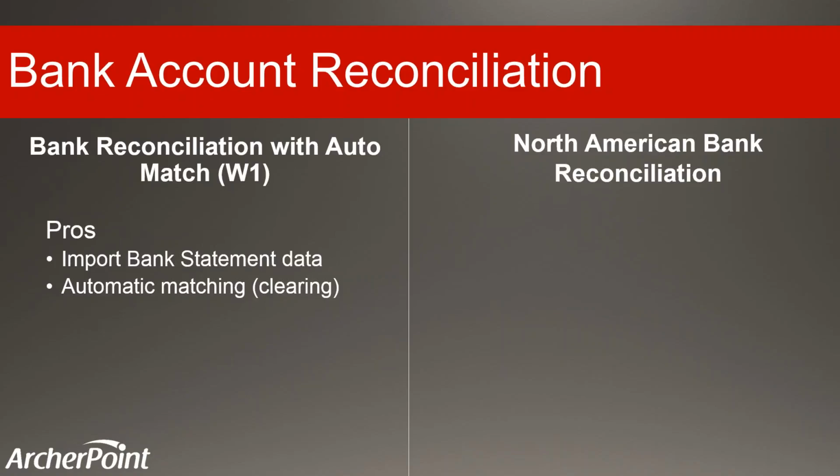Another benefit of using the bank reconciliation with Automatch is it has what they call automatic matching, or what those of us in North America would think of as clearing transactions on our bank reconciliation. We'll see during the demonstration that there is some logic included that once you import bank statement data, it will automatically match or clear that to your bank ledger entry records for that period. So still time saving, right? Obviously a benefit.